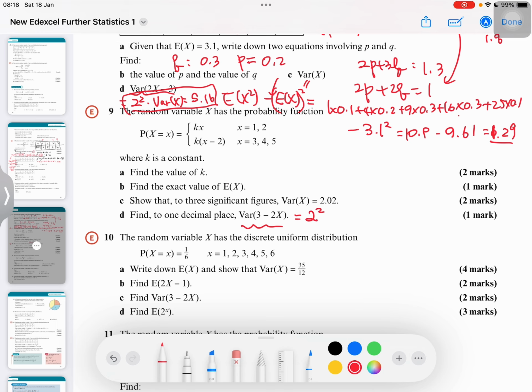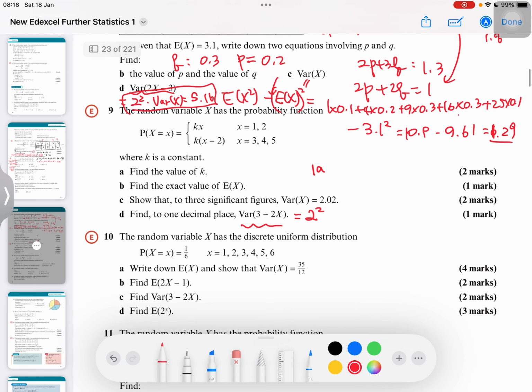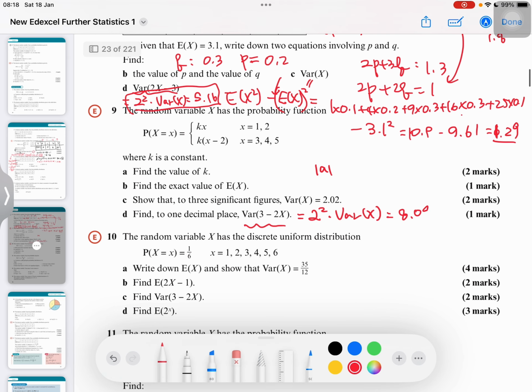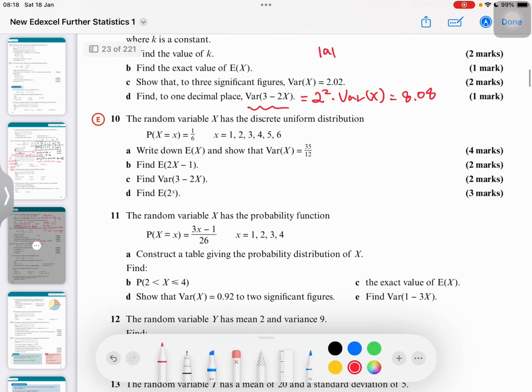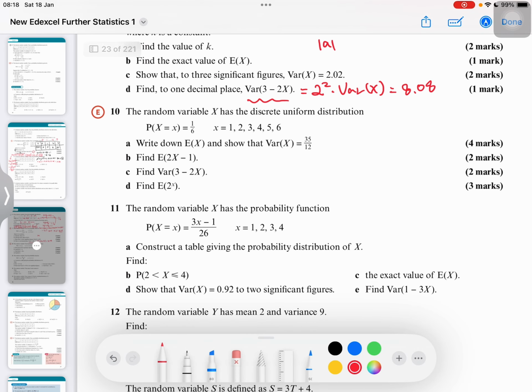Usually we call this ax plus b, the transformed general form. Then the standard deviation is affected by the modulus of a, and the variance by the modulus of a squared. So 2 squared times the variance of x gives 8.08.